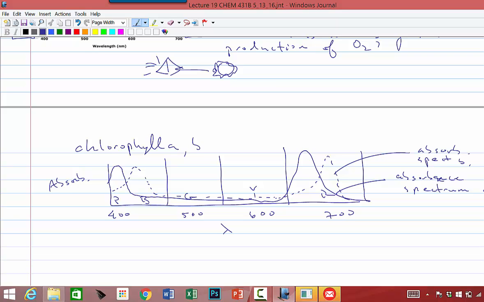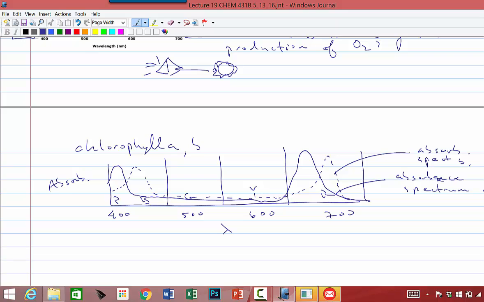In order to sustain this system, in order for this system to accept another photon, you've got to replace those 4 electrons that have been lost here. Okay, so where do they come from? So now we turn our attention to photosystem 2, and this reaction center is called P680.